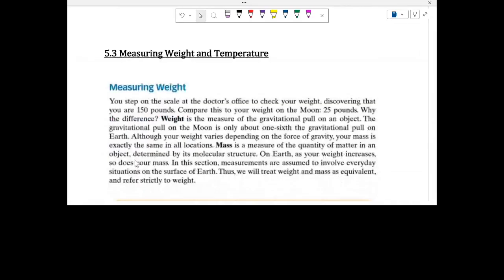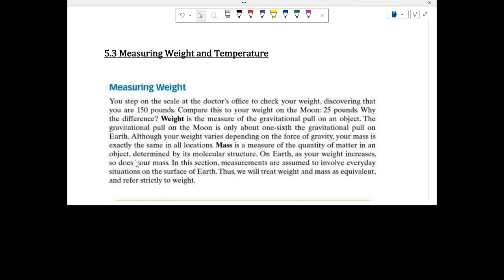It says you step on the scale at the doc's office to check your weight, and you find out you're 150 pounds. Compare this to your weight on the moon, okay? 25 pounds. What's the difference? Well, weight is a measure of the gravitational pull on an object, and the gravitational pull on the moon is only about 1/6 of the gravitational pull on Earth. Although our weight varies depending on the force of gravity, your mass is exactly the same in all locations. So mass is a measure of the quantity of matter in an object, determined by its molecular structure. On Earth, if our weight increases, so does our mass.